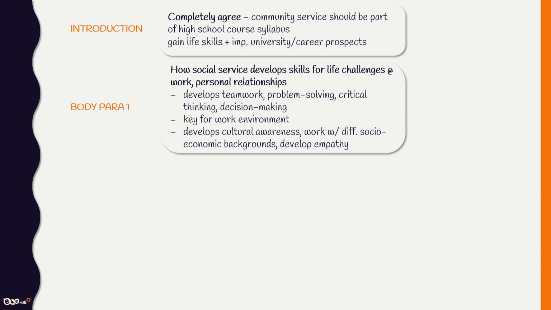And how would I give supporting details to back my topic sentence? First point is it develops teamwork, problem solving skills, critical thinking, and decision making. So these are all important for work environment, and that is how I will back that social service develops skills needed for excellence at work. So that's one part of my first body paragraph. The next part is how does it help in smoothening our personal relationships. The last or the third bullet point is it develops cultural awareness.